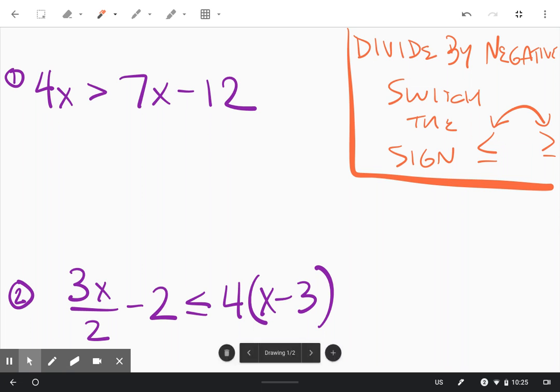So in order to solve this, I need to get the x's together. So I'm going to move the 7x.